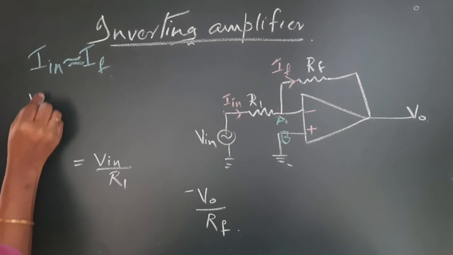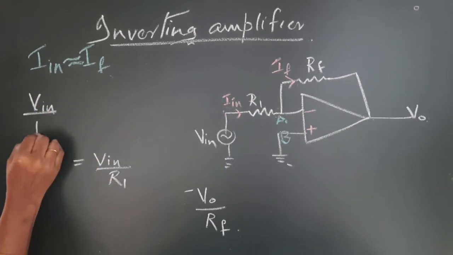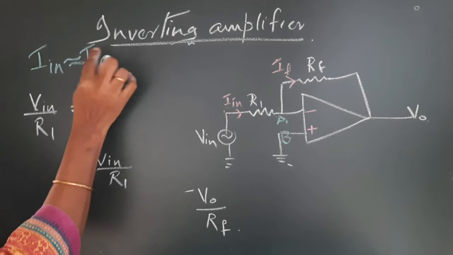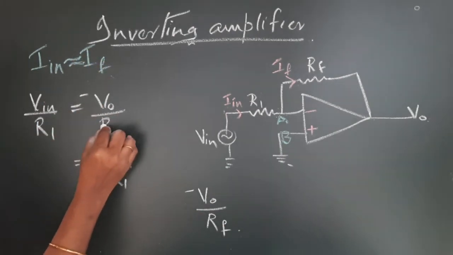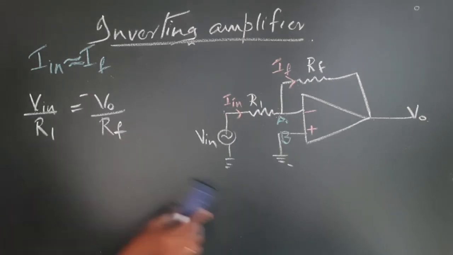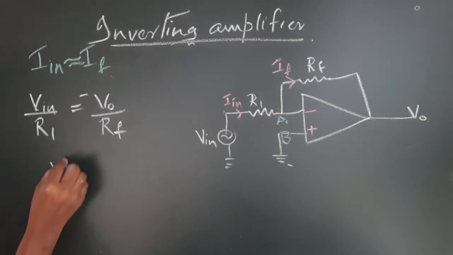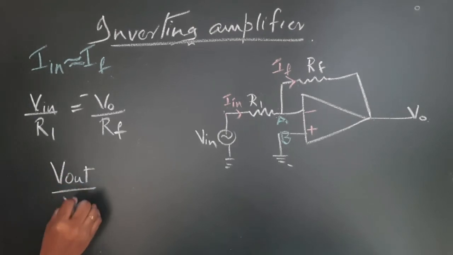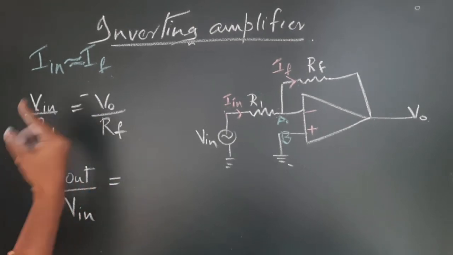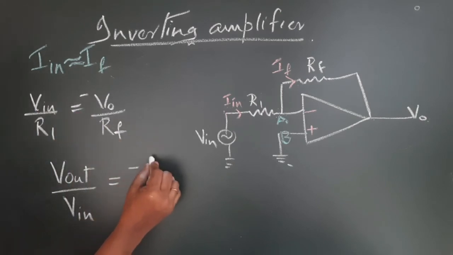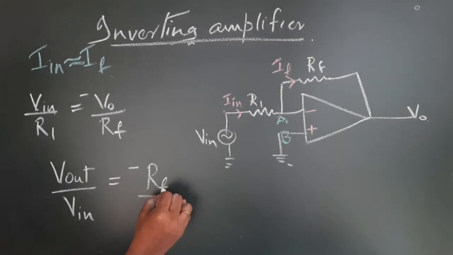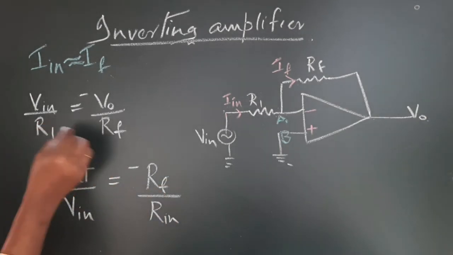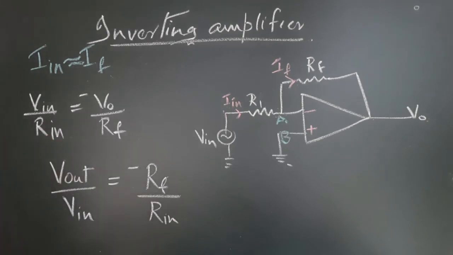What we got is V in by R1 is equal to IF. IF is minus V out by RF. So what is V out by V in then? V out by V in is equal to, what will happen to this equation? Minus RF by R in. R1 or R in, whatever you would have called it. I have used it in both manner.